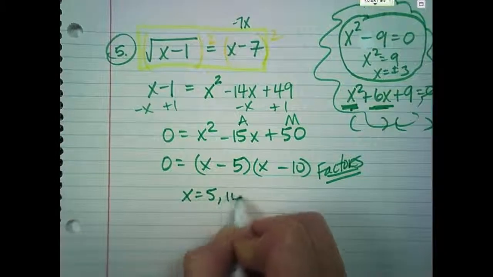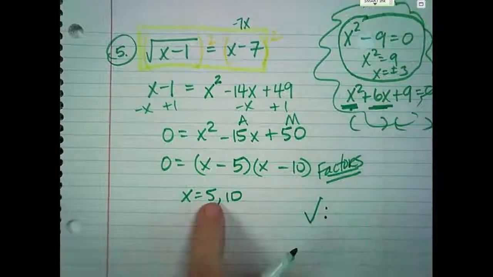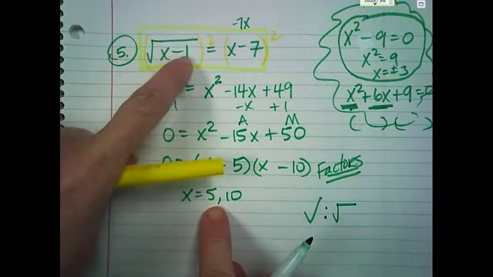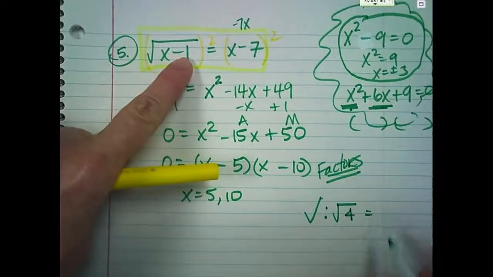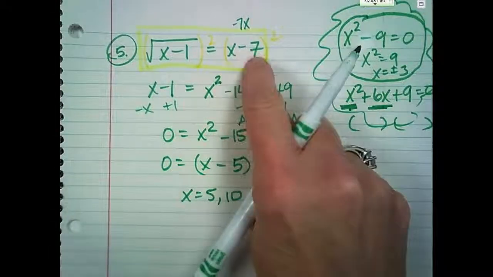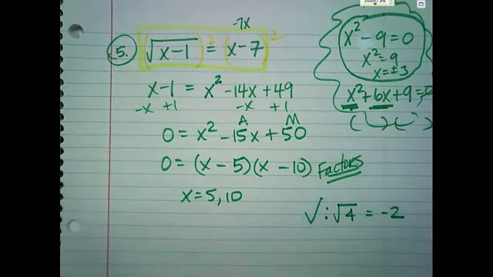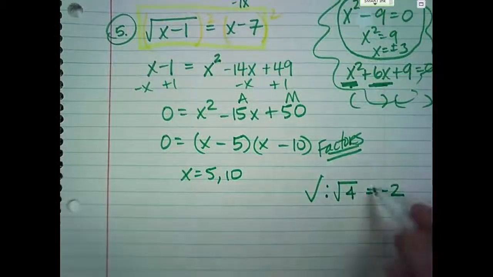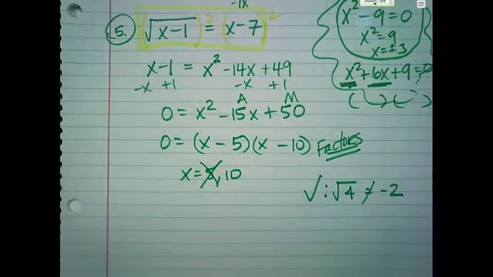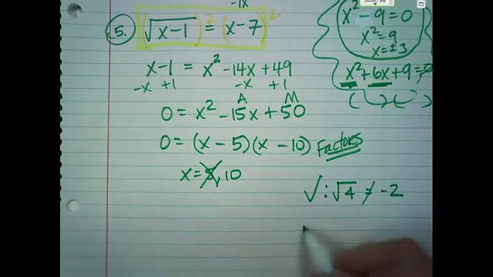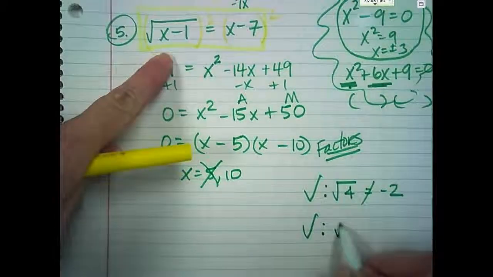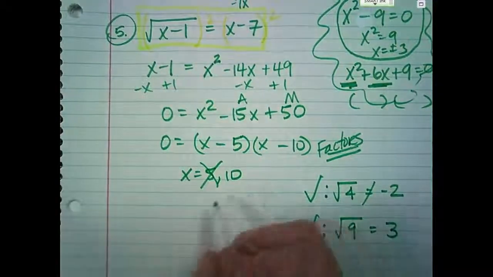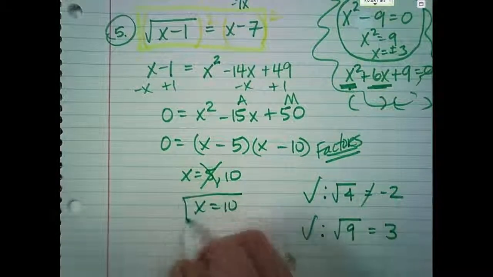So let's check them. Let's check 5 first. The square root of 5 minus 1, so the square root of 4 should equal 5 minus 7, which is negative 2. Is that true? Does that work? No. So 5 is not an answer. Now let's check 10. The square root of 10 minus 1 is 9. Equals 3. That is true. So the answer is 10.